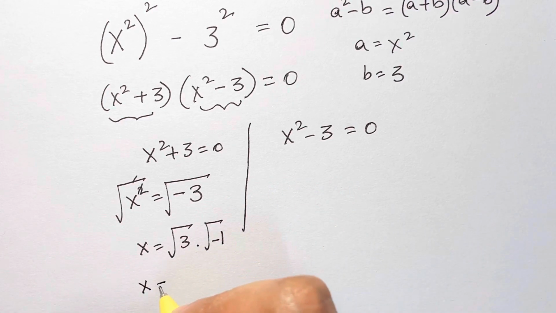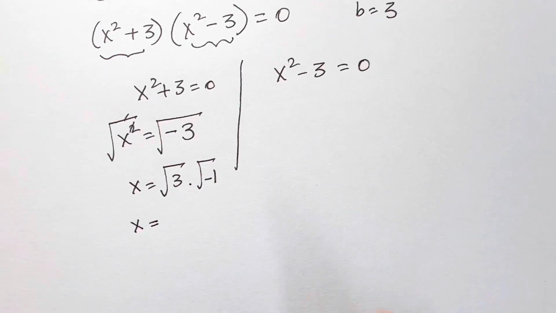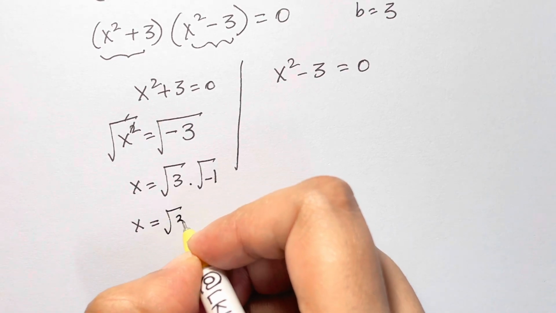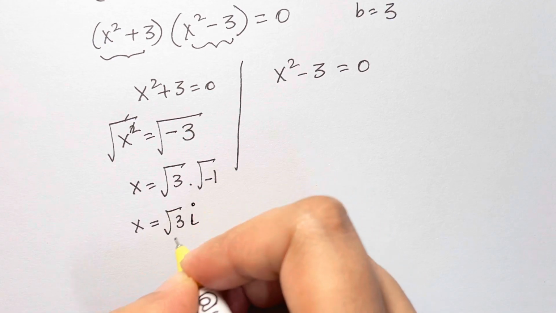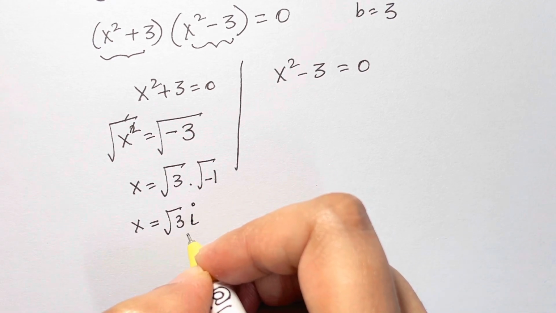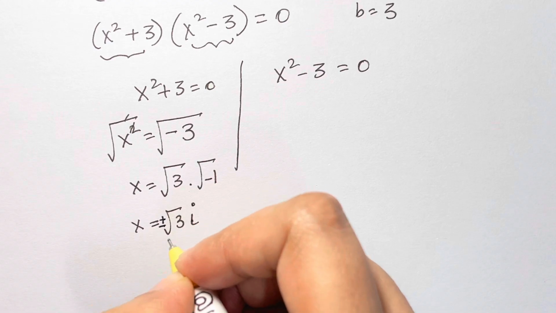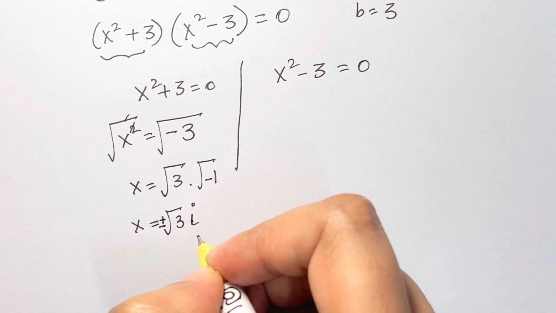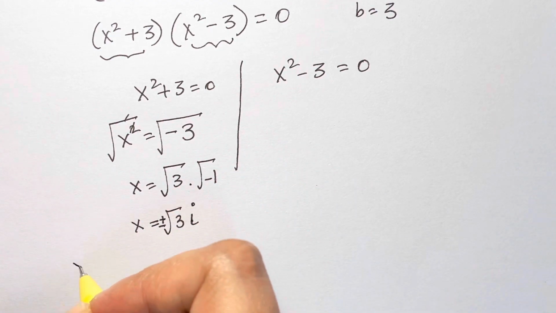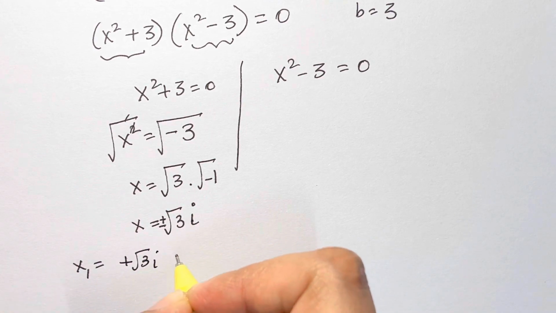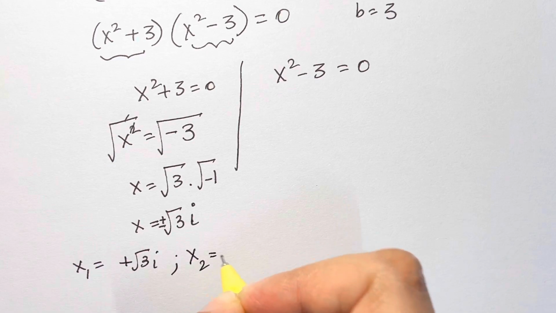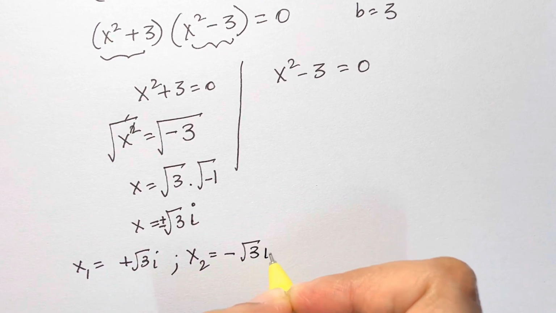So x is equal to square root of 3 and square root of negative 1 is i. So you have x is equal to plus or minus square root of 3i. You have two values. x1 is plus root 3i and x2 is negative root 3i.